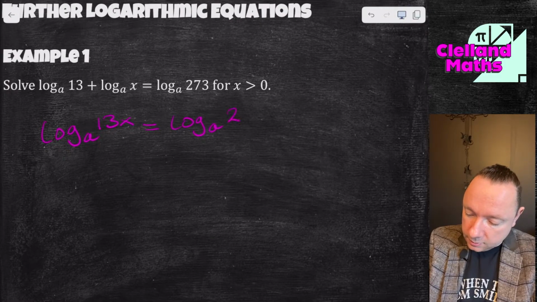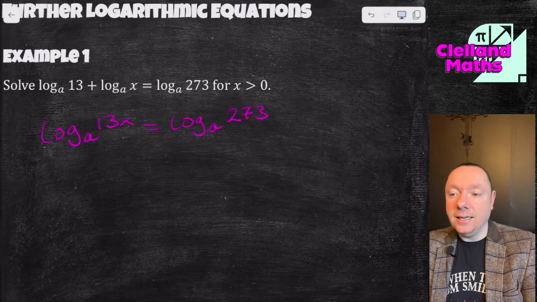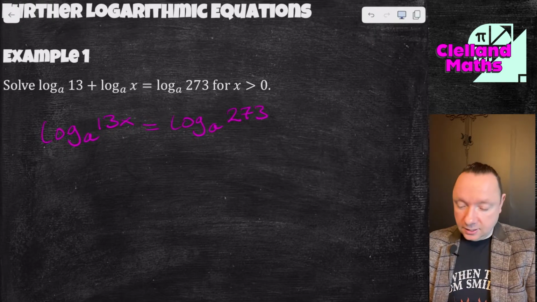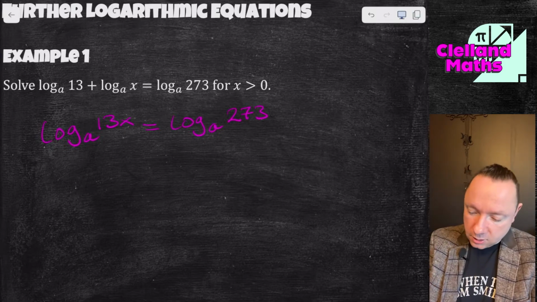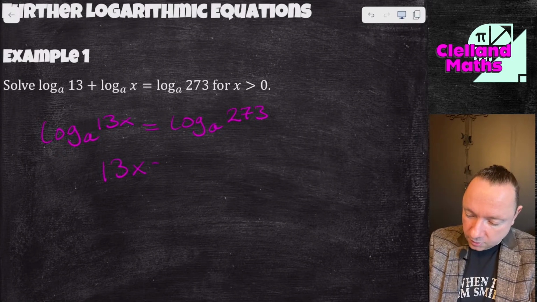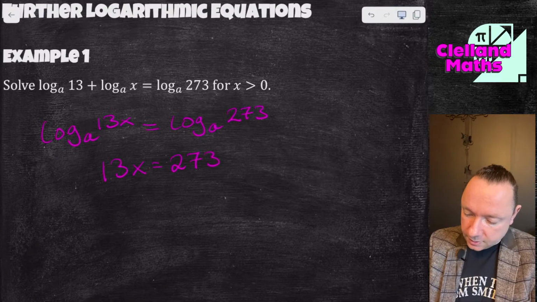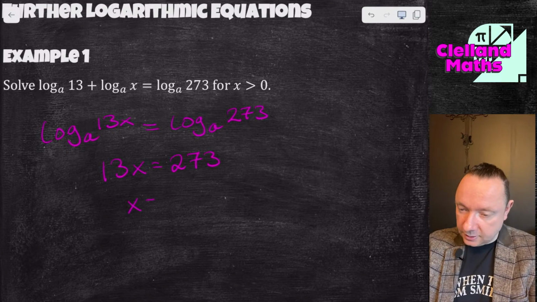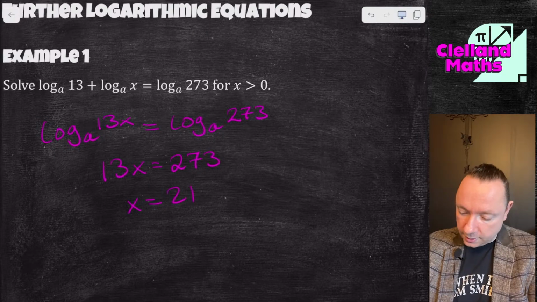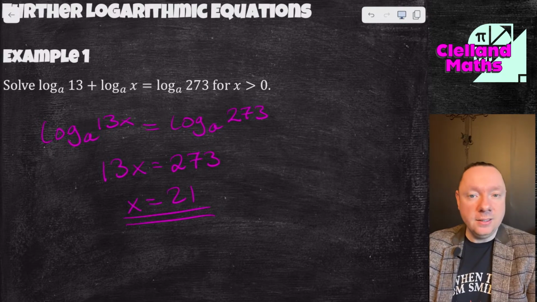Now, we've got a log on both sides here. If you've got a log on both sides and it's the same base and that's all you're left with, you can just eliminate the logs, they cancel each other out. So that means that 13x equals 273. And then we can just divide by 13. So that means that x equals, use a calculator if you want, 21. 13 21s is 273, and we're done there.